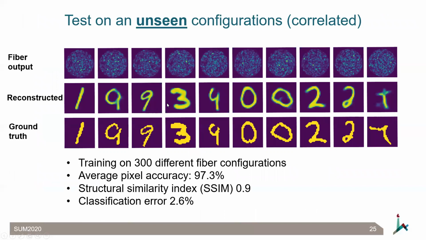And when we do this, again, the middle row is the reconstructed digits, the bottom row is the ground truth, the objects, and we get an excellent correspondence. Again, very high pixel accuracies, over 97%, and classification errors of less than 3%. And this is quite remarkable. I remind you, the test was on bends of the fiber that were not learned by the network. However, the difference in the bends was not so high. Like I said, the Pearson correlation between the different configurations was 0.8. Obviously, we achieved this high correspondence, or the lower classification errors, because of this high Pearson correlation.